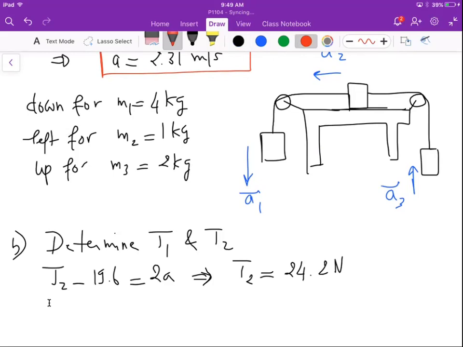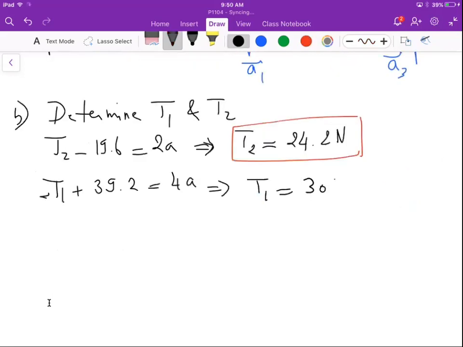And for the value of T1, I take the equation that only has T1, which is the first equation. We had minus T1 plus 39.2 equals 4A. From here we can deduce that T1 is equal to 30 Newton. Okay, so these are the tensions in the two chords.